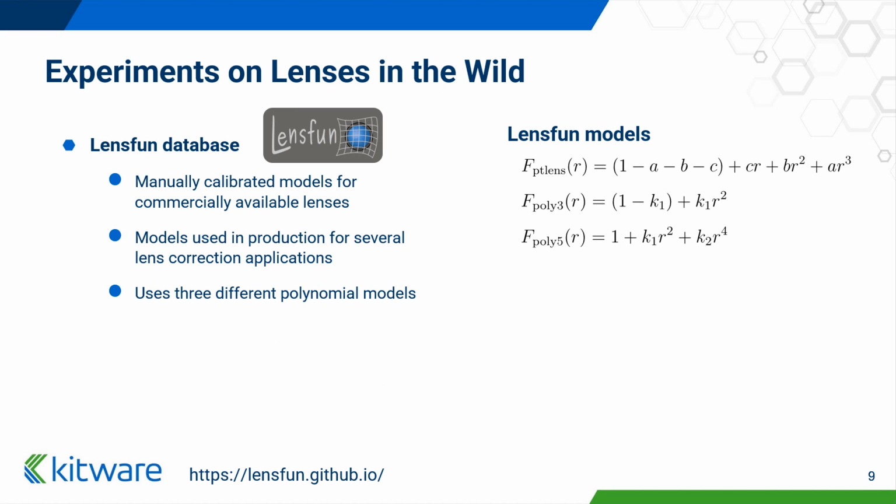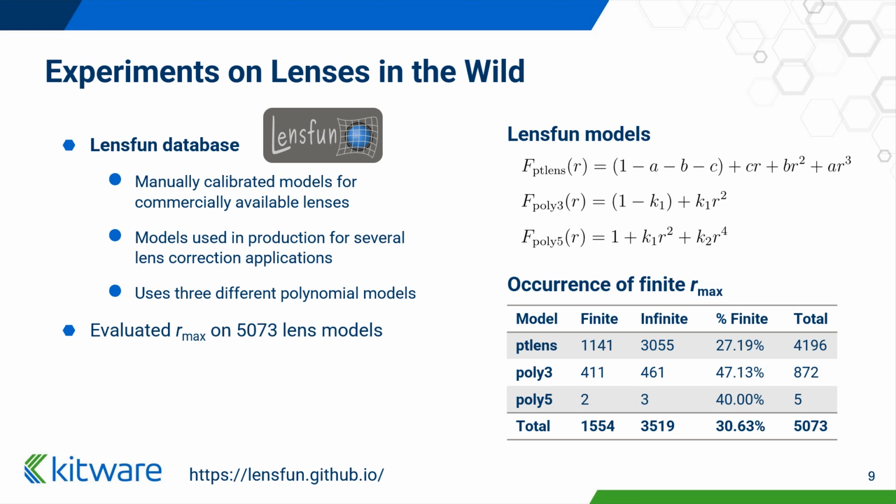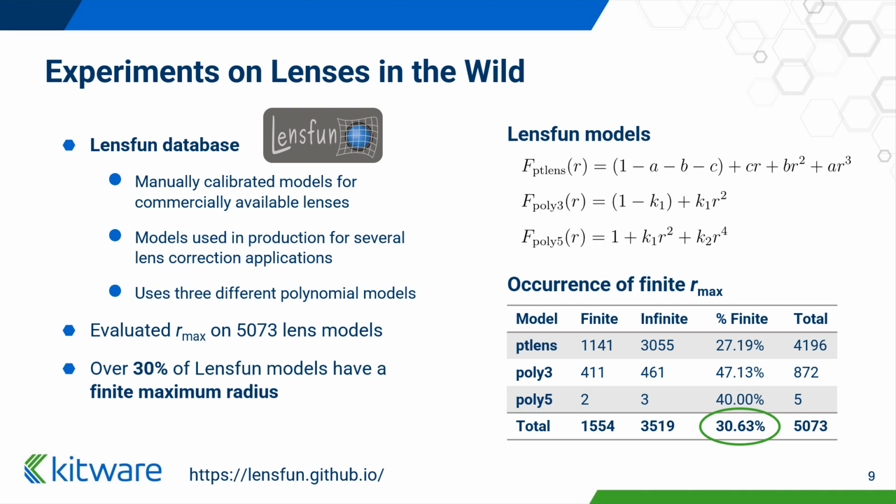So how often do these problems occur in the wild? Well, we did some experiments with the Lensfun database. Lensfun is a collection of manually calibrated distortion models for commercial lenses. And this is used in production to correct for lens distortion in many different applications. There are 3 different models shown here in the Lensfun database. And we evaluated the maximum distortion radius on over 5,000 of these lens models across the 3 different types, and found that about 30% of the Lensfun models have a finite maximum radius, which means that they would have issues in an augmented reality application.